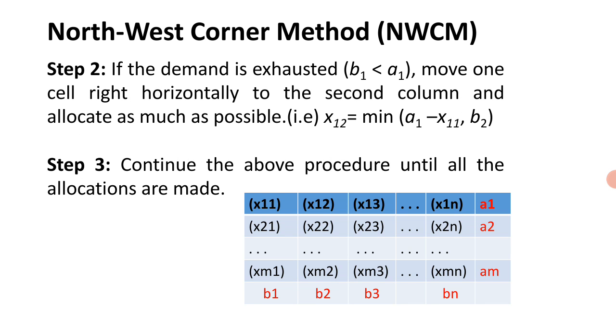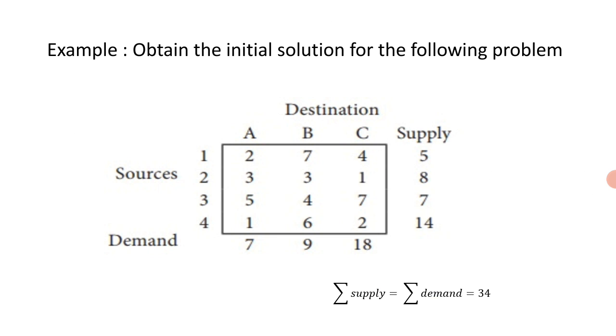Step 2. If the demand is exhausted, that is, if B1 is less than A1, move one cell right horizontally to the second column and allocate as much as possible, that is, X12 is equal to minimum of A1 minus X11, B2. Step 3. Continue the above procedure until all the allocations are made.